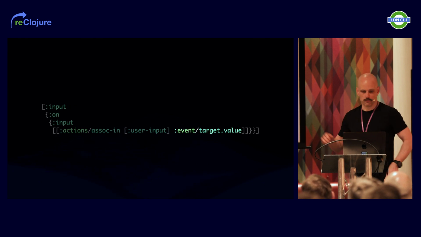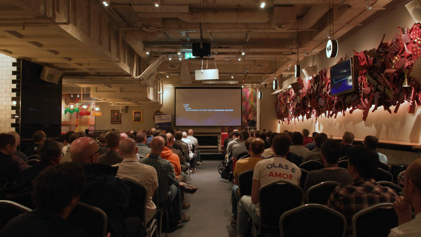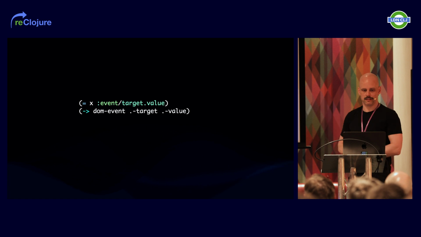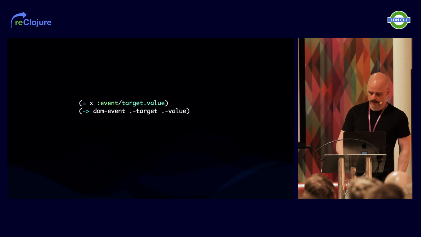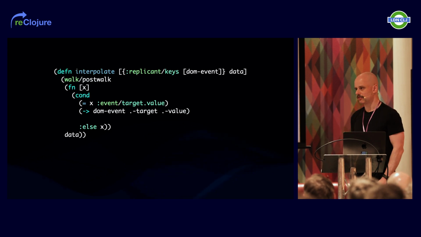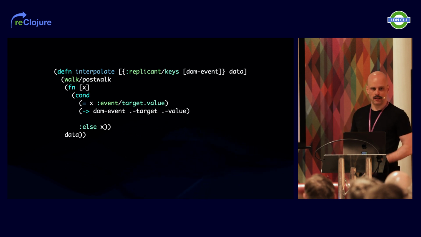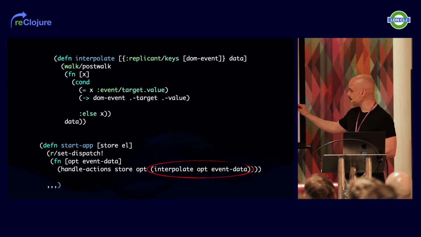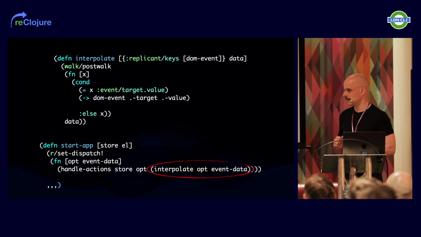And once again, Replicant doesn't care about any of this stuff. It's just data. But I do care about it. So I can take this keyword that I put in here, and when the event triggers, I can say that if I see this keyword, I want to replace it with the value from the target element of the event. And I can do that inside a post walk, which means that I can put the placeholder anywhere in the action data as many times as I want, and it will just automatically be filled in. And then you need to make sure to call this function right before you call handle actions.